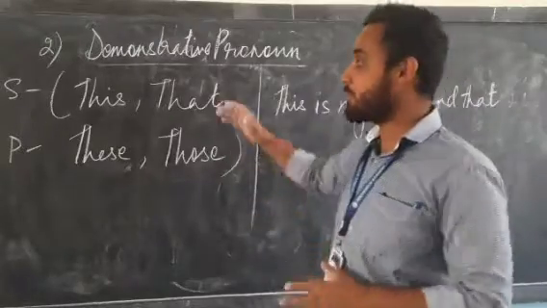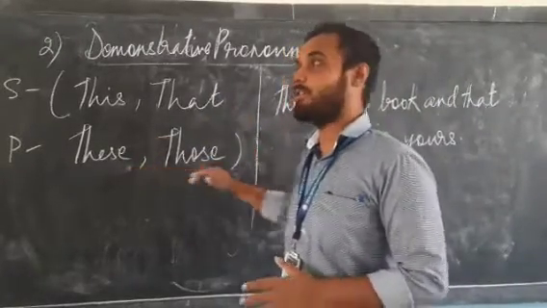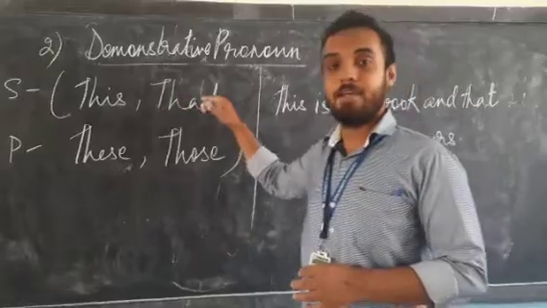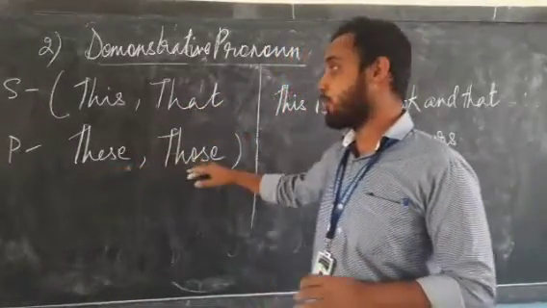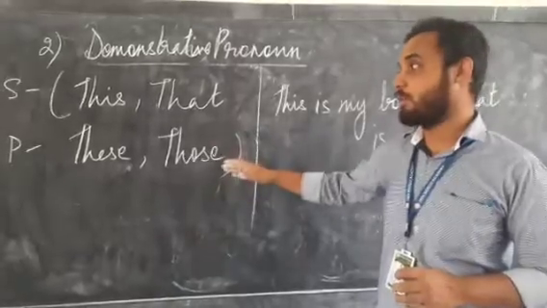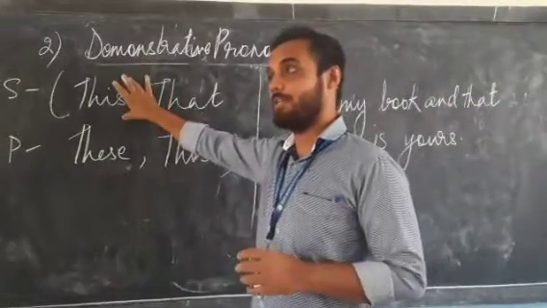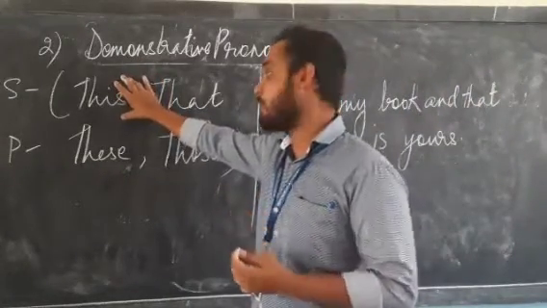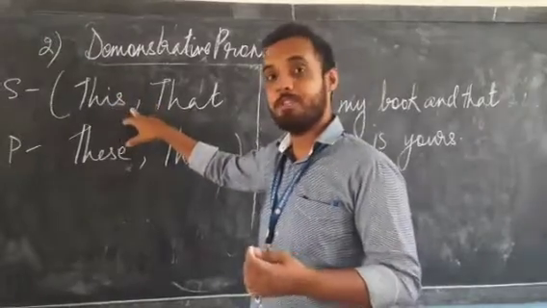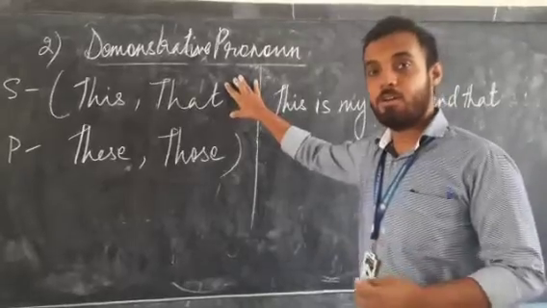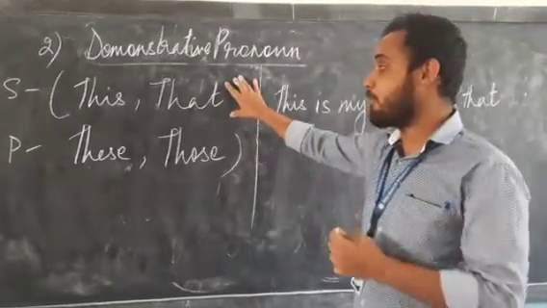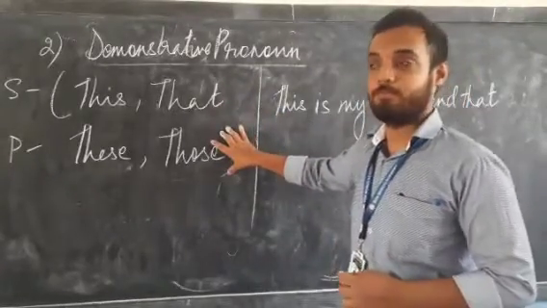Now, what is the difference between this, that and these, those? This and that stand for singular. These and those, they stand for plural. Now this stands for singular and the plural form of this is these. Same way, that is singular and the plural form of that is those.